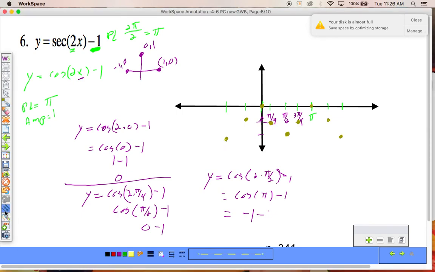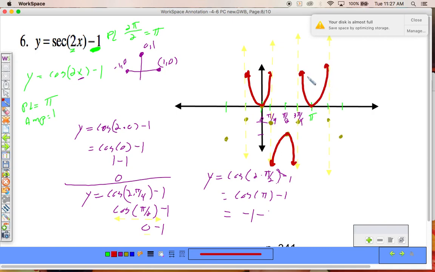My middle points now, because I want to know when this was 0, are going to become, I put it in the wrong one, go back one. Middle ones are going to become my vertical asymptotes. Then all I'm going to do from here is my high points are going to become the vertex of a parabola that opens up. My low points are going to become the vertex of a parabola opening up. That's y equals the secant of 2x minus 1.